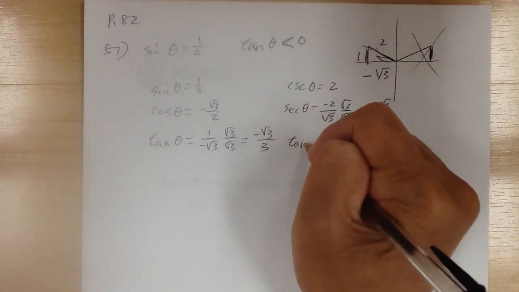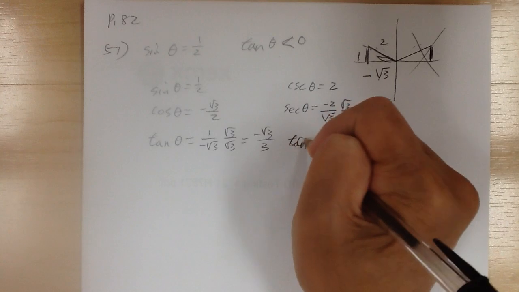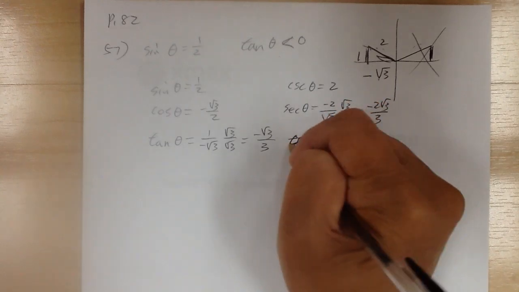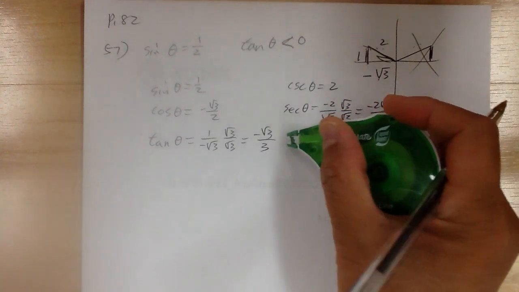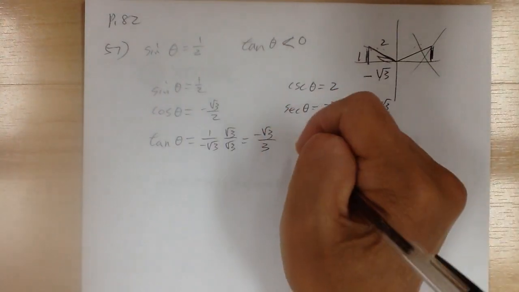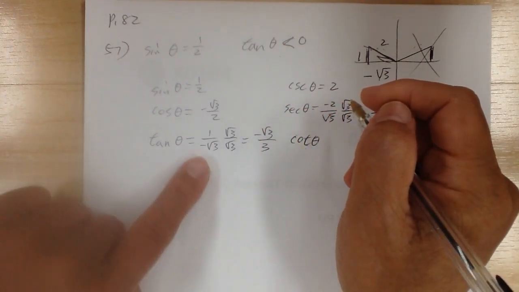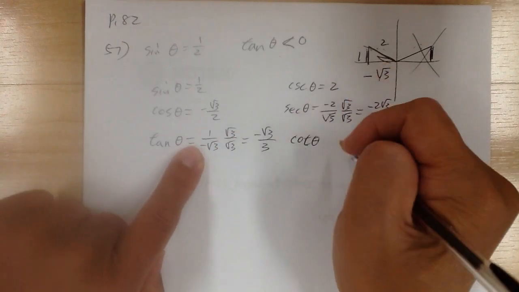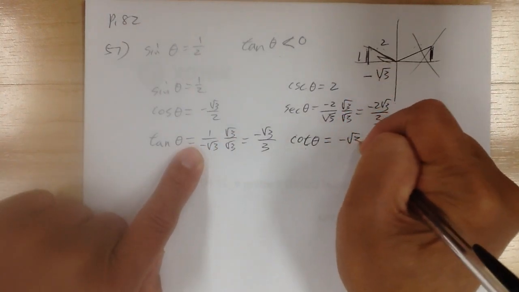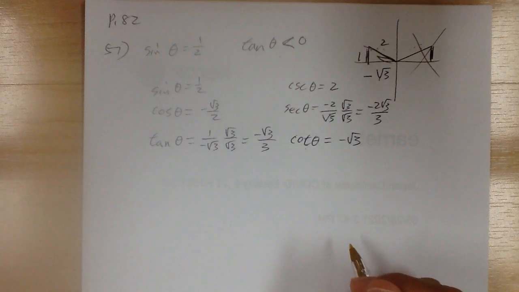And cotangent theta, okay, I'm going to flip tangent over, so it's equal to negative square root of 3. Okay, and that's it for 57.